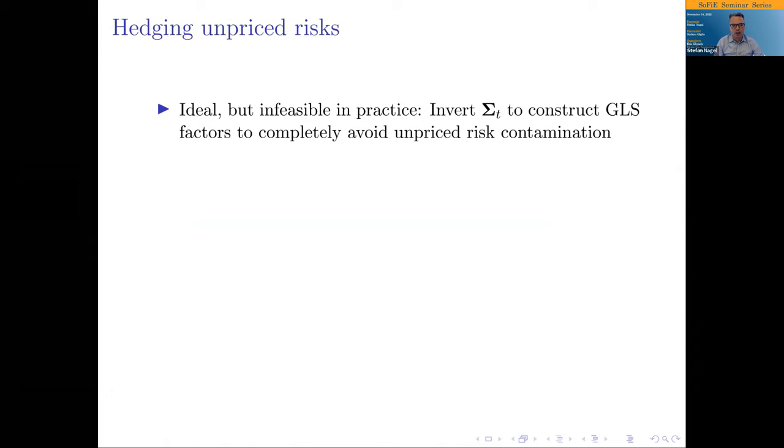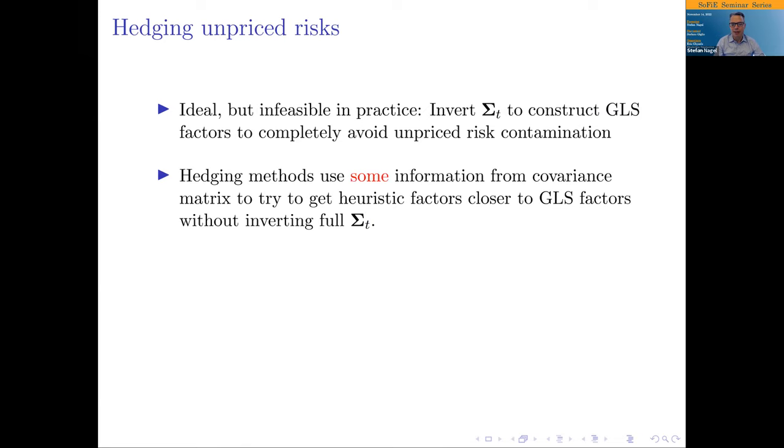Now, of course, in principle, if you had really perfect knowledge of these conditional moments, there wouldn't be any need to construct imperfect factors and then hedge them and so on, because you could just construct the GLS factors by inverting the conditional covariance matrix. But in practice, of course, we know there are lots of issues with this approach. And for this reason, these hedging approaches try to come up with improved factors by using only part of the information in the covariance matrix.